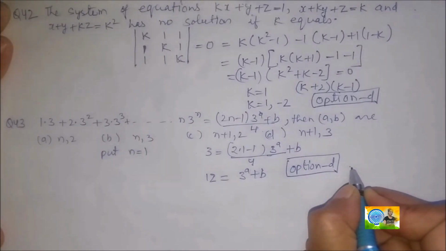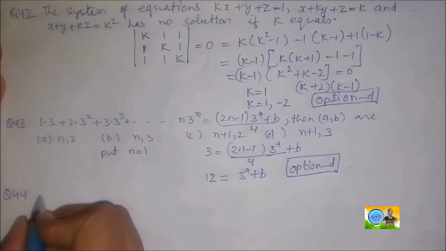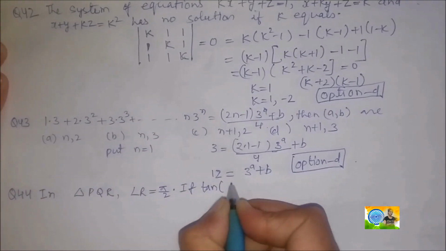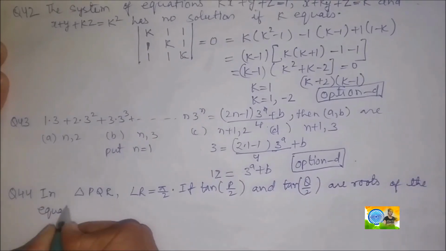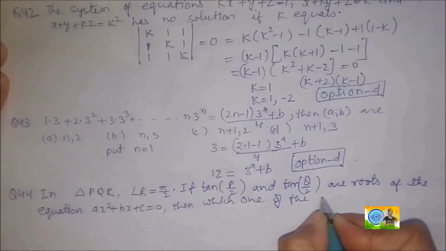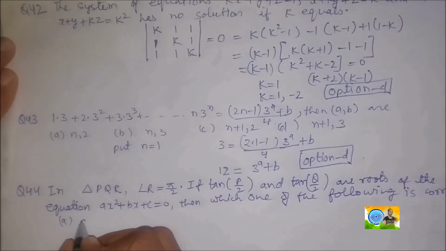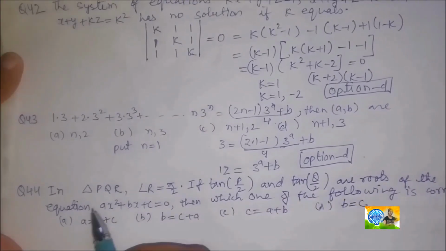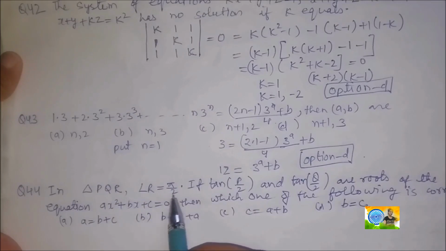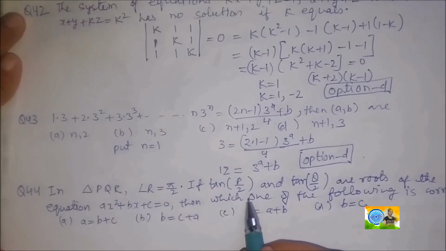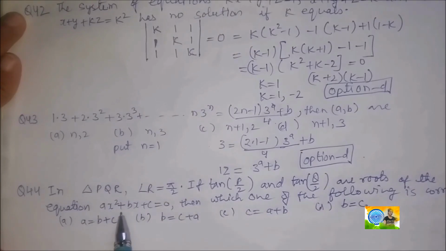Let us now see question number 44. In triangle PQR, R is equal to pi by 2. If tan P by 2 and tan Q by 2 are roots of the equation ax square plus bx plus c is equal to 0, then which one of the following is correct? A is equal to b plus c, B is b is equal to c plus a, C is c is equal to a plus b, or D is b is equal to c.